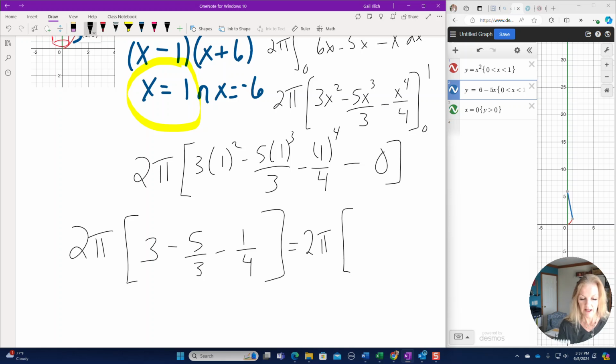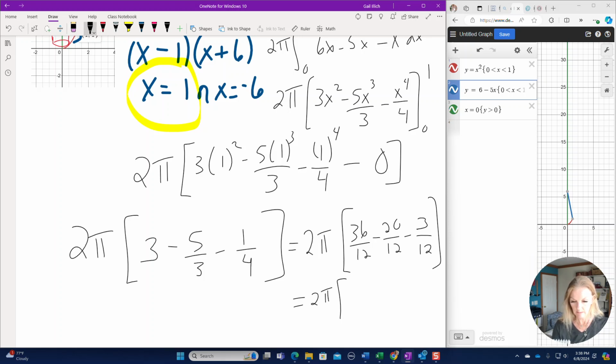Can I do fractions? So our common denominator will be 12. So that's going to be 36/12 minus 20/12 minus 3/12. So 13 is what we get there in the top. So 2 pi times 13 over 12. And then 2 goes into 12 6 times. So this is 13 pi over 6.